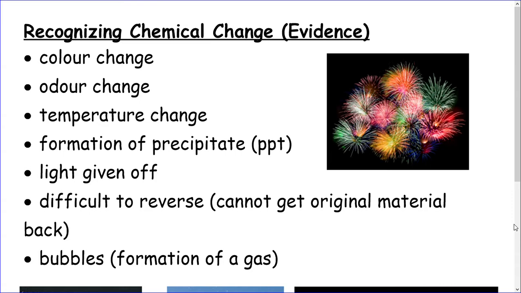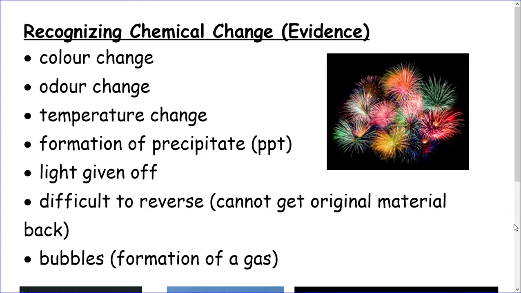So there's some different things here that are kind of evidence that we can see that recognizes when chemical changes occur. So for instance, we can see like a color change or an odor change. We can see temperature change or formation of a precipitate. There's light given off. Maybe it's difficult to reverse, like we can't get the original material back again, the same composition. That's not necessarily the same thing as saying that we can take a piece of glass, like say shattered glass, because that's physical, right? The composition of it didn't change. When we say difficult to reverse here, it just means that we can't get the original composition back to the way that it was. And bubbles or formation of a gas is formed.